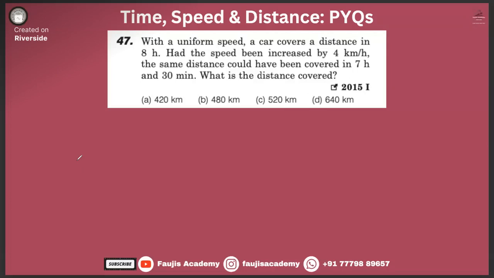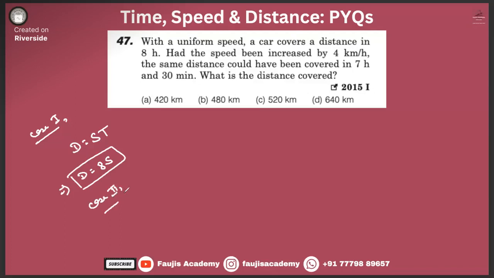So with a uniform speed, a car covers a distance in 8 hours. How much is the distance? This is what they have asked. So D is equal to ST. We do not know what the speed is. So this is case 1. Before increasing the speed, we do not know D, we do not know S, we only know T.